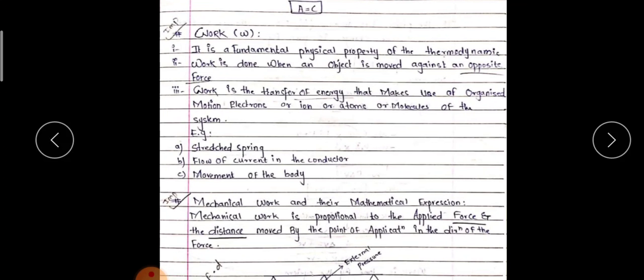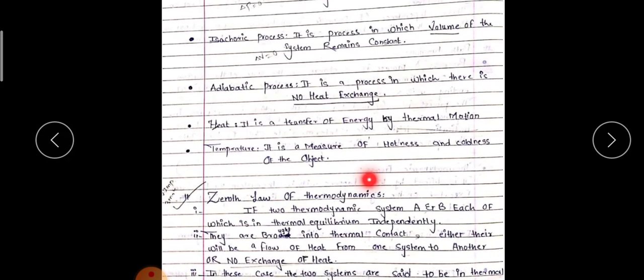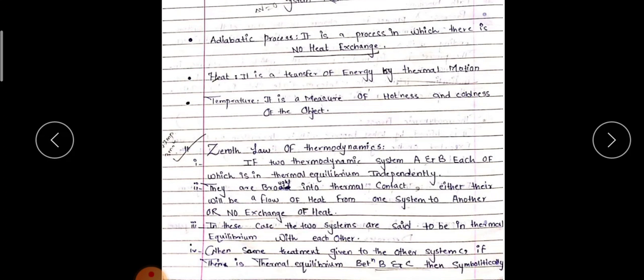From this equation you can conclude that A is in thermal equilibrium with C. Now, the zeroth law of thermodynamics has MCQs. The MCQs will be like this: the zeroth law of thermodynamics deals with thermal equilibrium of the system.